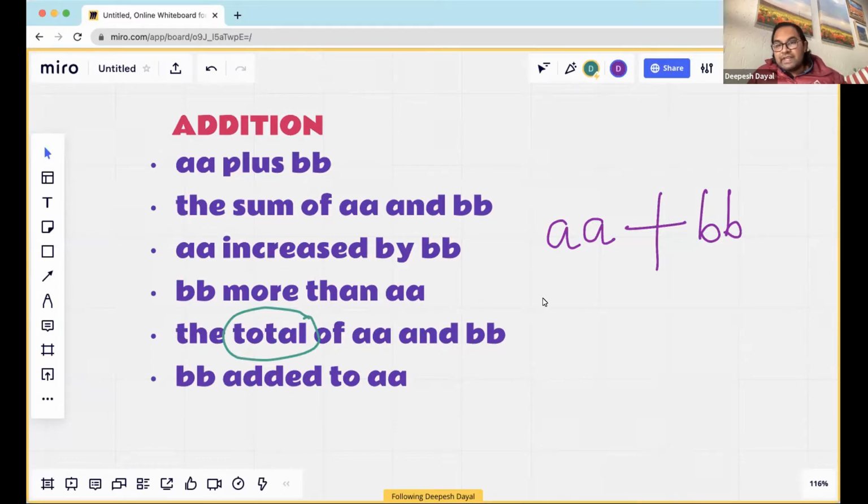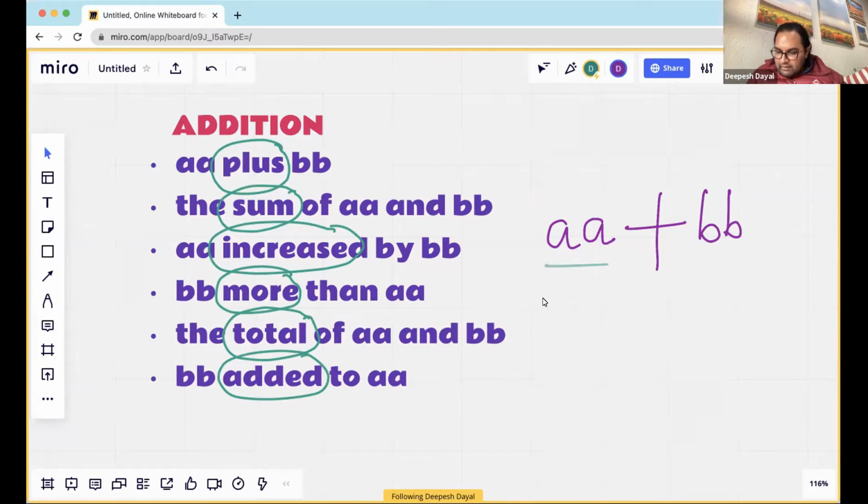We could also use very simply B added to A, right? So let's look at those words. We've got plus. These are all different words we use for addition. We've got sum. We've got increased. We've got more. And we've got total, and we've got added. So this is A plus B, as I had stated here on the right-hand side.